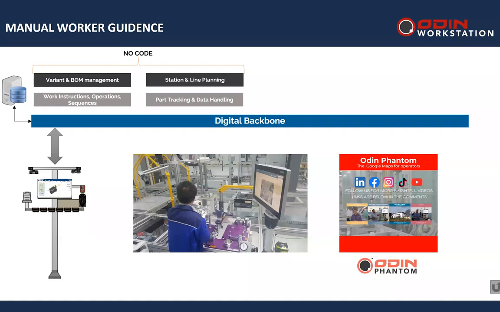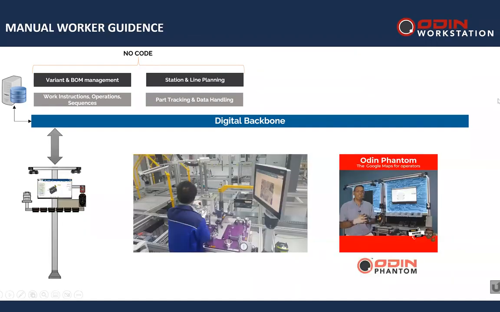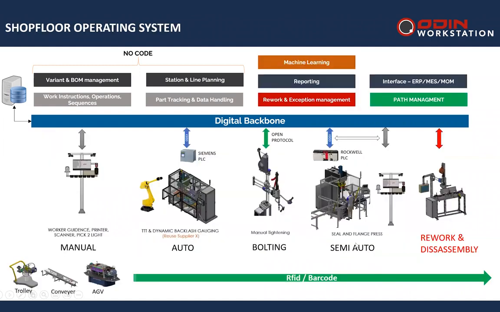So that's a little overview of what phantom devices are. Basically, they are computer vision systems that enable the process security of manual stations. You can think of them as the self-driving technology being used to guide and help the operator perform the tasks correctly. The next thing I'd like to quickly talk about is this interface.